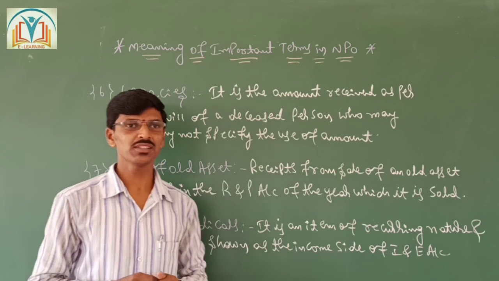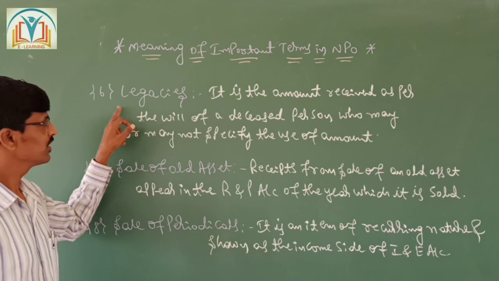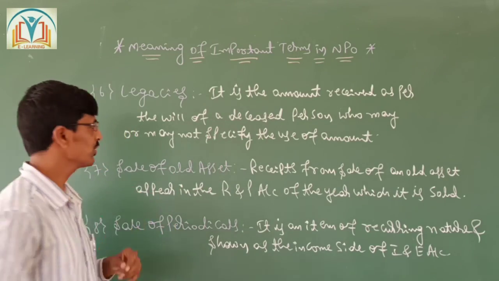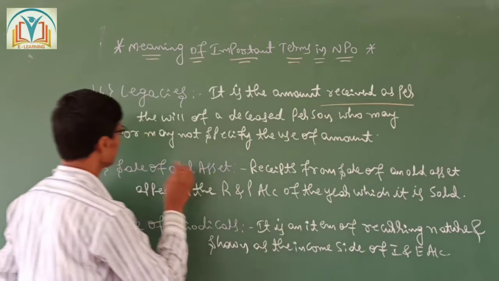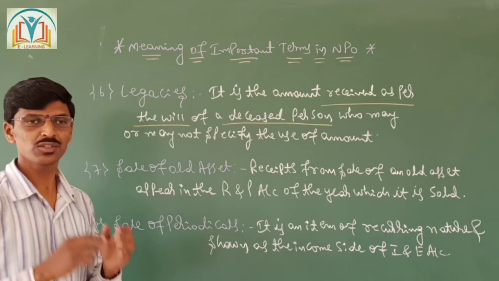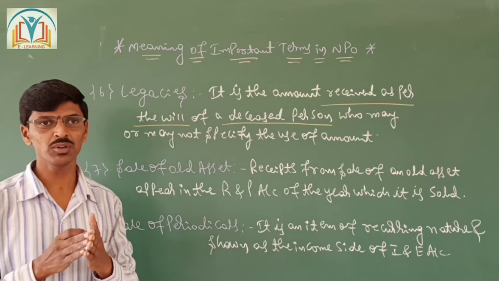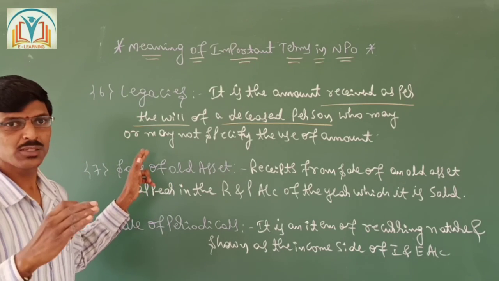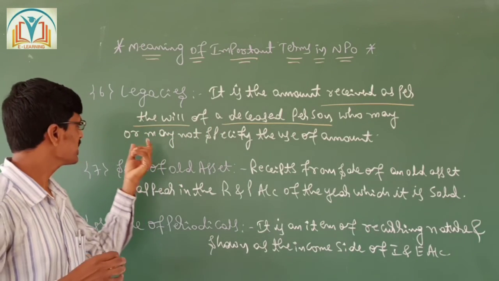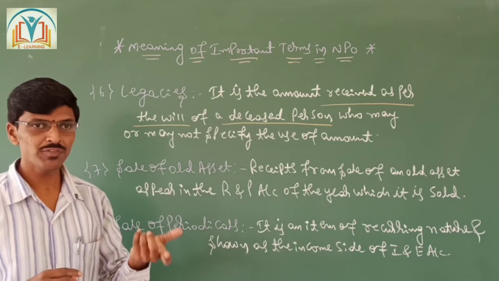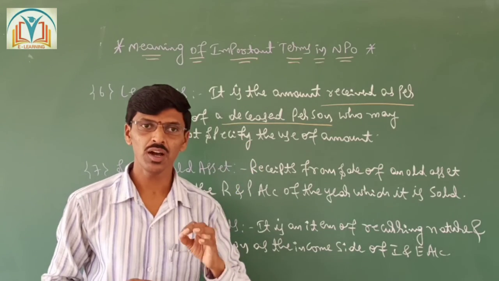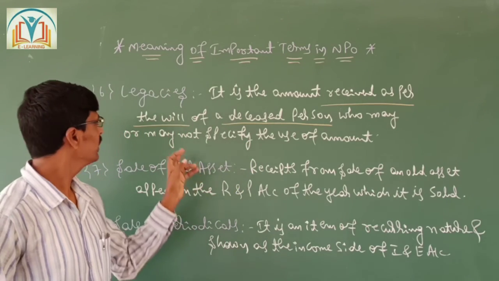Then the sixth term is legacies. Legacies is the amount received as per the will of the deceased person, who may specify the use of the amount or who may not specify the use of the amount. So that is called legacies.